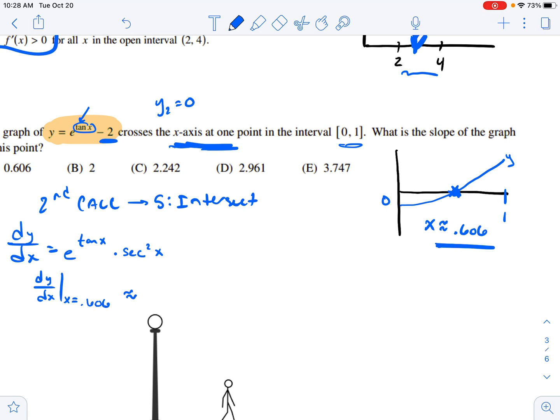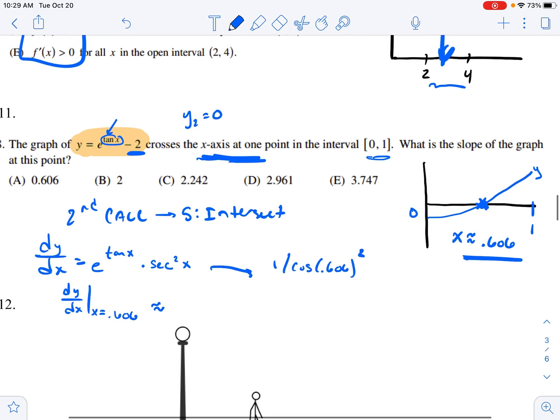And so I'm just going to punch that into the calculator now. E to the tangent of 0.606 times, so for secant squared, we're going to have to do 1 divided by cosine of 0.606 squared. Okay. Just be careful of the secant function on the calculator. You got to do 1 divided by cosine squared.